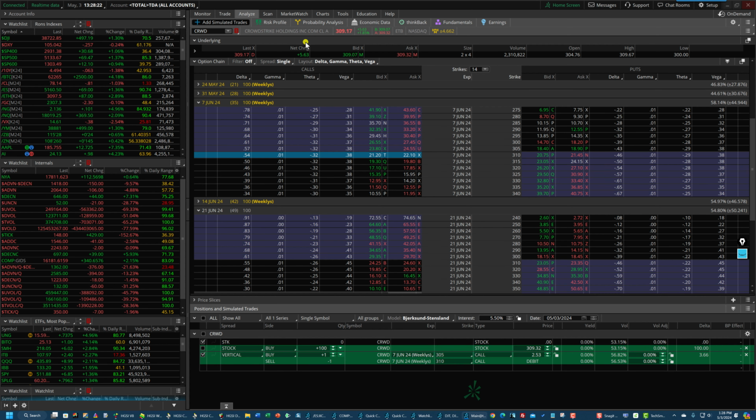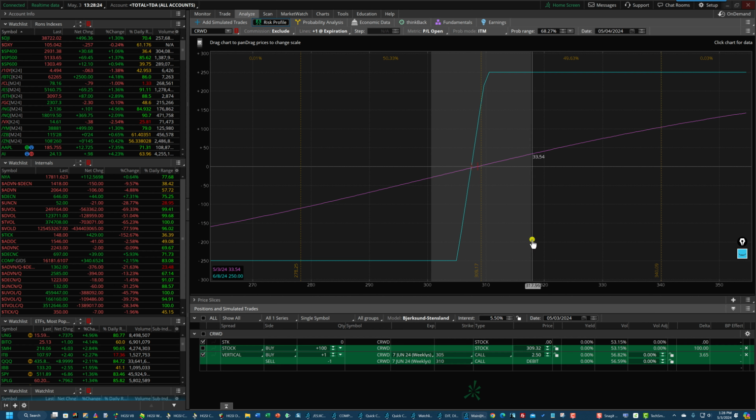Now it's $255. But now if we look at the risk profile here, you can see that it's slightly in the money. Here's the break-even point. And the most I'm risking is $248, but the most I can gain is $252, and I never hold them to expiration. I try to get 50% out of them if I can.